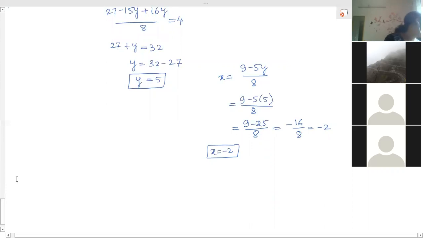Next question, you can solve: 2x plus 3y is equal to 9, and 3x plus 4y is equal to 5. Try solving by substitution.